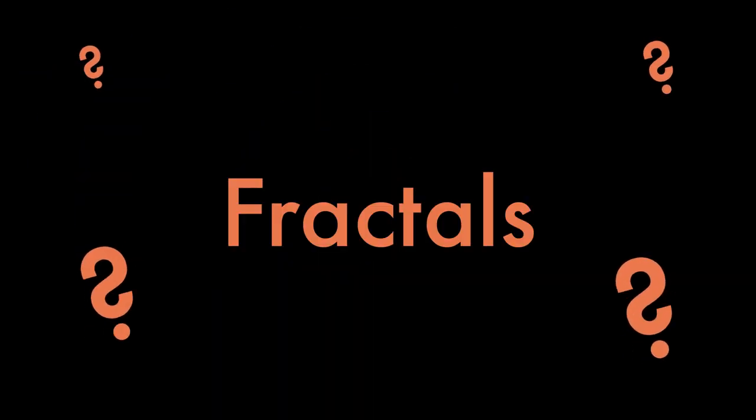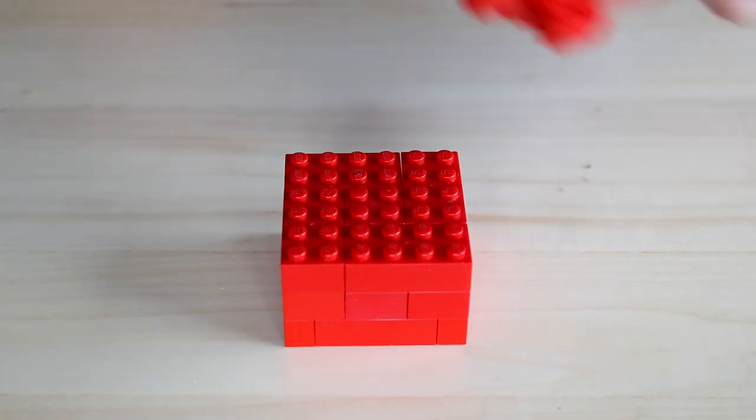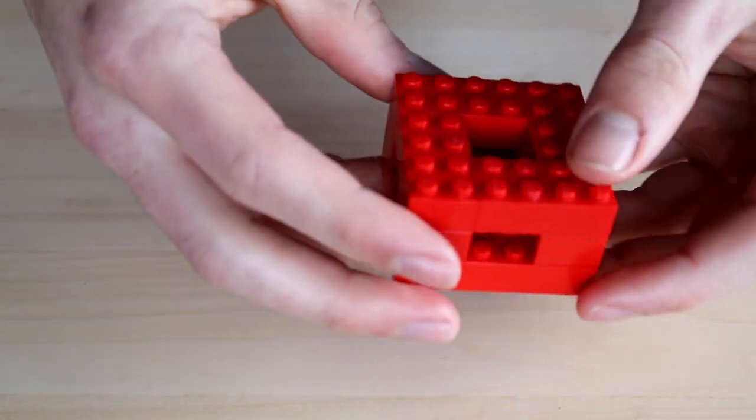You might be wondering, what the heck are fractals? Imagine you have a... Wait, don't imagine. I'll just show you. So, you have a cube. You have a big cube. Now make a cross with smaller cubes and subtract the cross from the big cube.